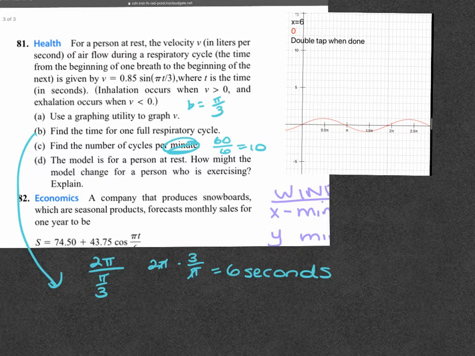So it's 6 seconds to do 1 full cycle, and then C says find the number of cycles in a minute. If we're going from seconds to minutes, I'd have to do the 60 seconds divided by the 6, and it's 10 cycles per minute. And then the model is for a person at rest. How might the model change for a person who's exercising? Obviously, it should be faster, right? So it's actually a horizontal shrink, okay? Or you could say the curve happens faster, something like that.